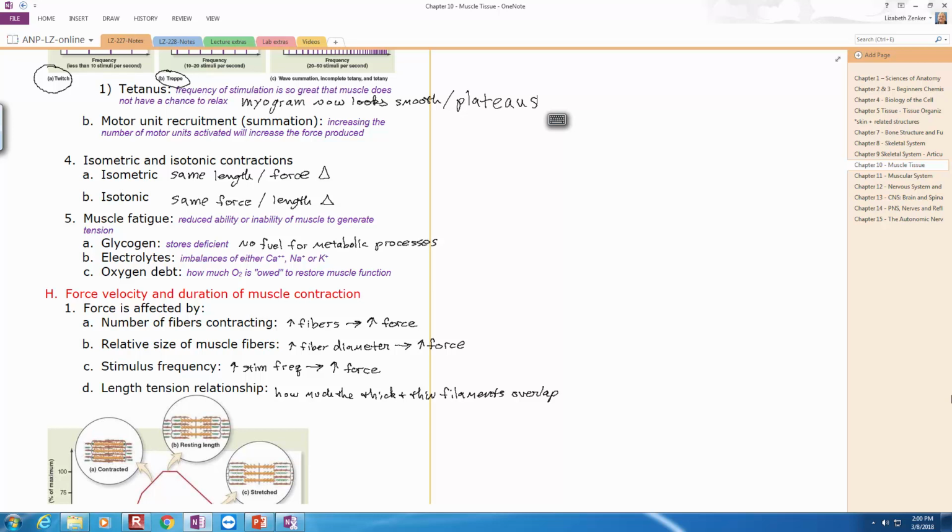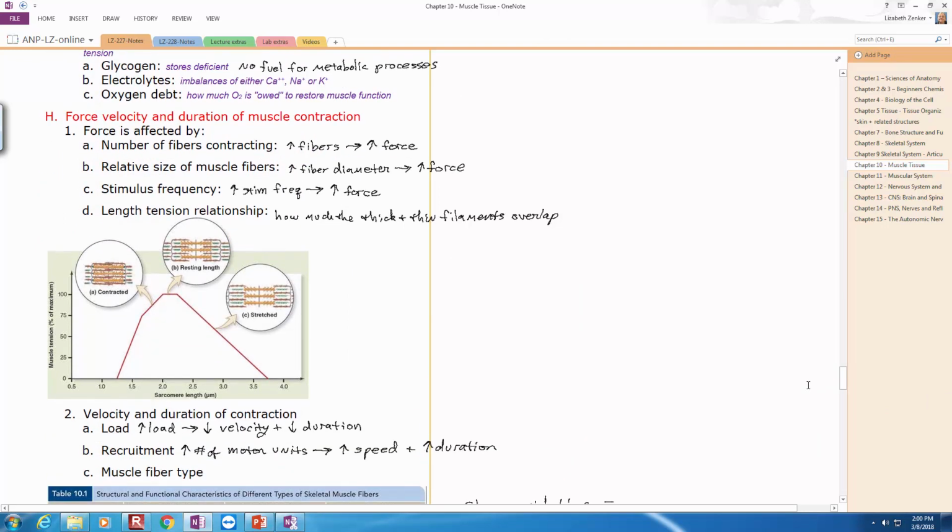And let's see, what else do we need to know? Force, velocity, and duration of the muscle contraction. Force is affected by various things like the number of fibers contracting. The more fibers you contract, the more force and strength you would have, yes? Then the relative size of the muscle fiber, so we're talking about the diameter of the muscle cell itself, okay? A larger diameter muscle fiber versus a skinny little muscle fiber is going to have more force, okay? Then the stimulus frequency, the more you're zapping it, right? So increased stimulus frequency would increase the force.